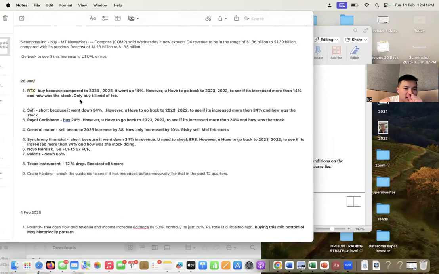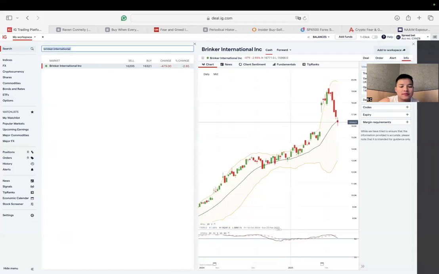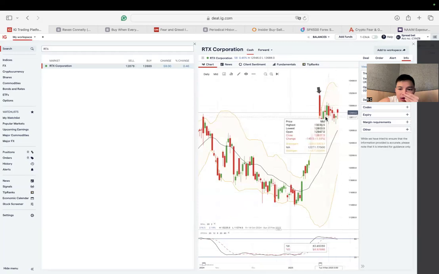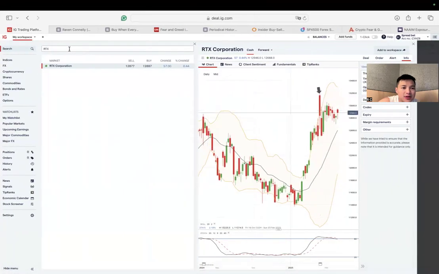RTX, we say buy in mid Feb. Let's see what RTX. So we are there. It's gone sideways. Okay, cool. Sophie, short because it went down. However, you have to go back to see 34% because the guidance was down 34%. So let's have a look.